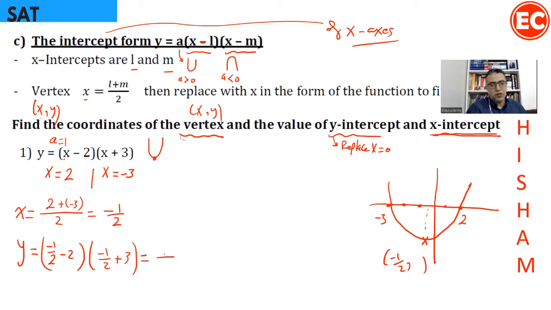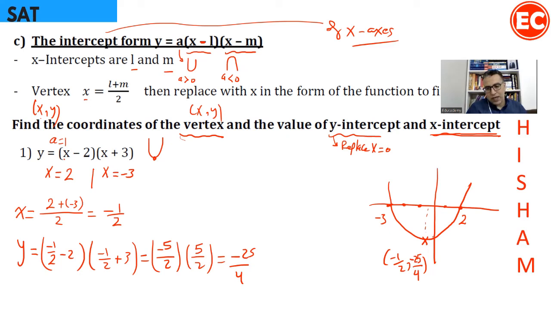Negative half minus 2 is negative 5 over 2. Of course, you can use a calculator in this part. And negative half plus 3 is positive 5 over 2. So it's negative 25 over 4. So the vertex is negative half, negative 25 over 4.